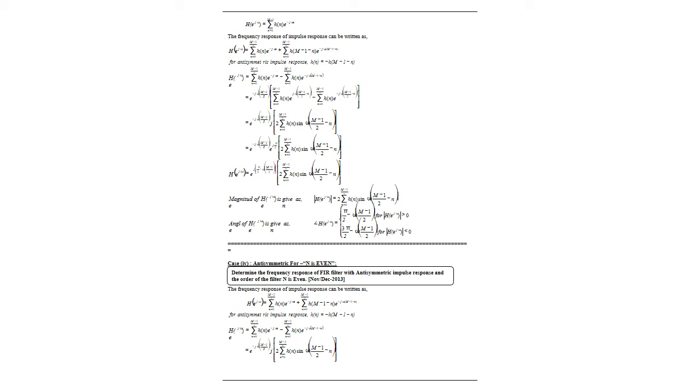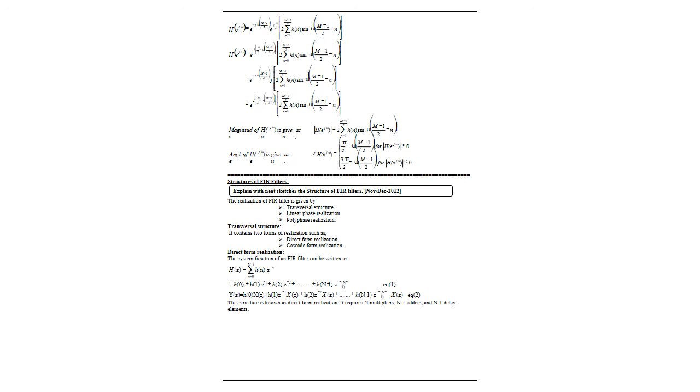H of e power j omega, that is equal to summation n equal to 0 to (M minus 2) by 2 h of n e power minus j omega n plus summation n equal to 0 to (M minus 2) by 2 h of M minus 1 minus n e power minus j omega into (M minus 1 minus n). For the antisymmetric impulse response, h of n is equal to minus h of M minus 1 minus n. So H of e power j omega is equal to summation n equal to 0 to (M minus 2) by 2 h of n e power minus j omega n minus summation n equal to 0 to (M minus 2) by 2 h of n e power minus j omega into (M minus 1 minus n).